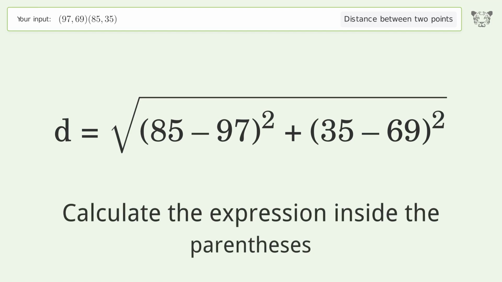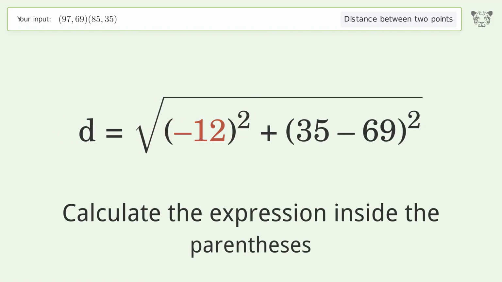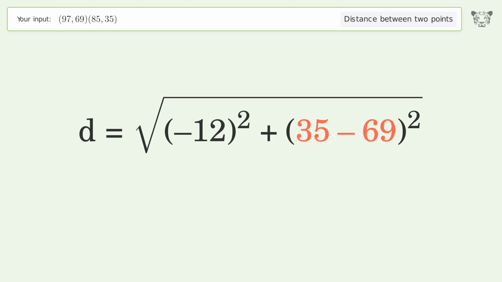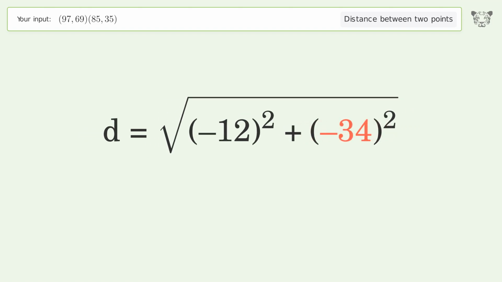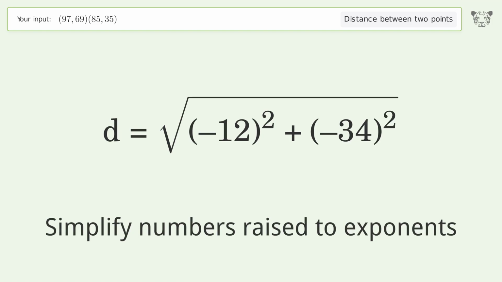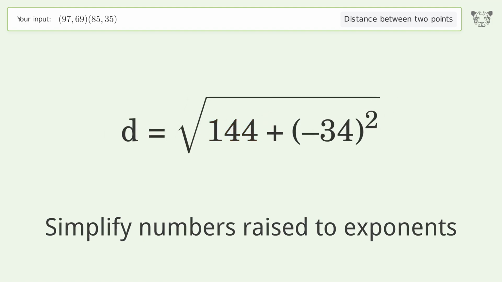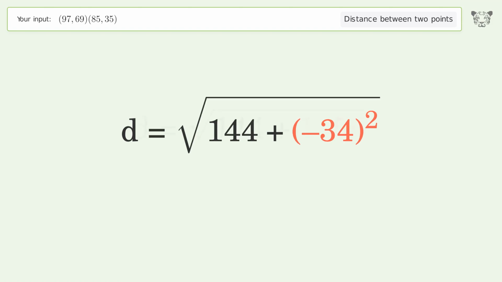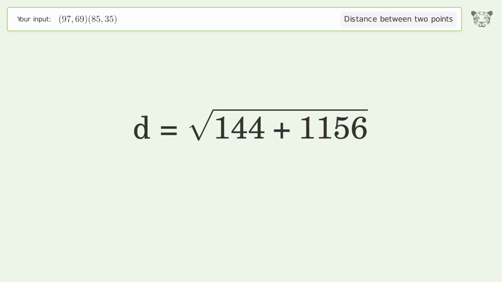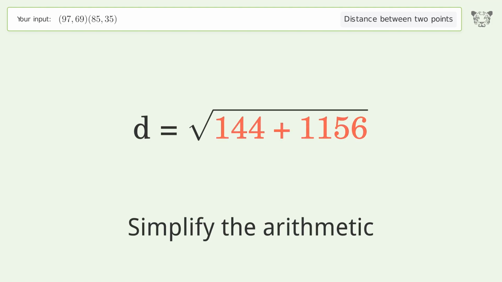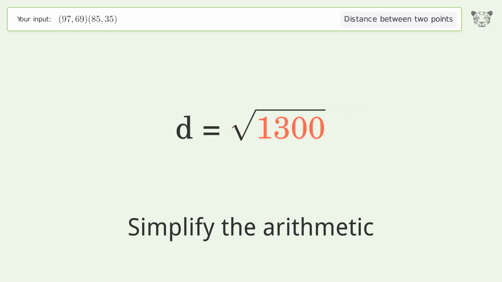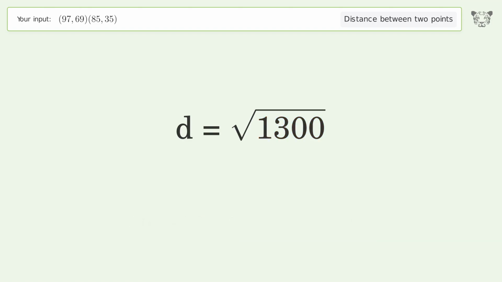Calculate the expression inside the parentheses. Simplify numbers raised to exponents. Simplify the arithmetic. And so the distance between the 2 points is the square root of 1300, or 36.056.